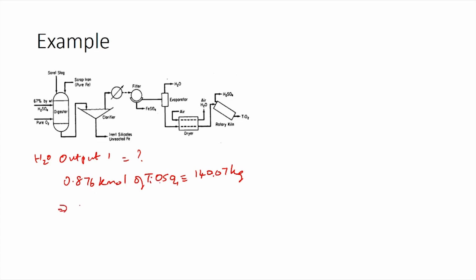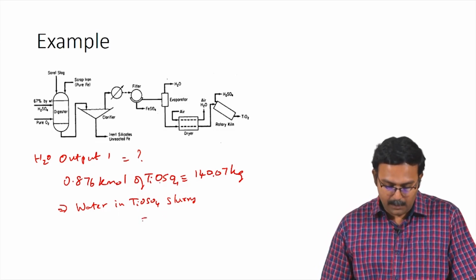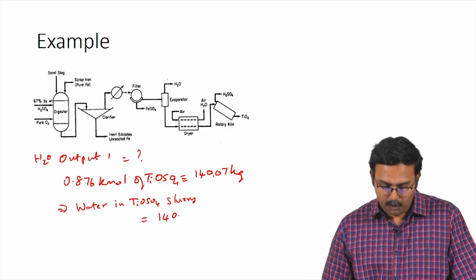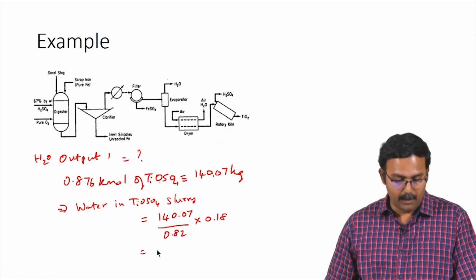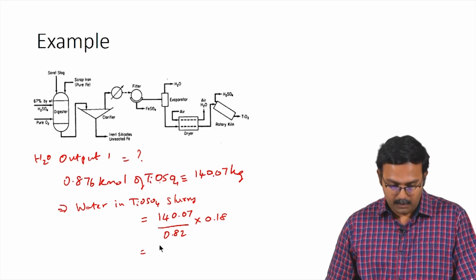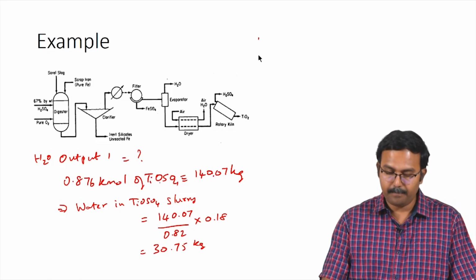So, this implies water in the TiOSO4 slurry will be equal to 140.07 divided by 0.82 times 0.18, giving you a value of 30.75 kilograms.